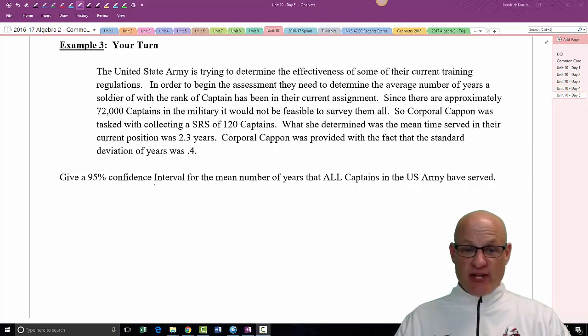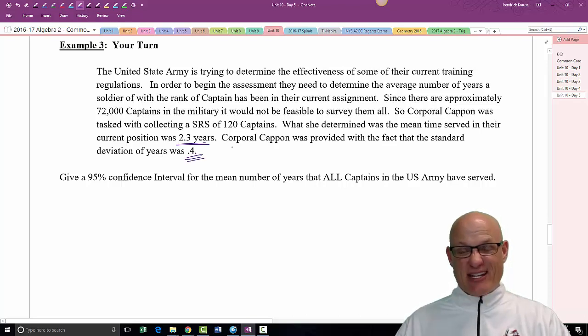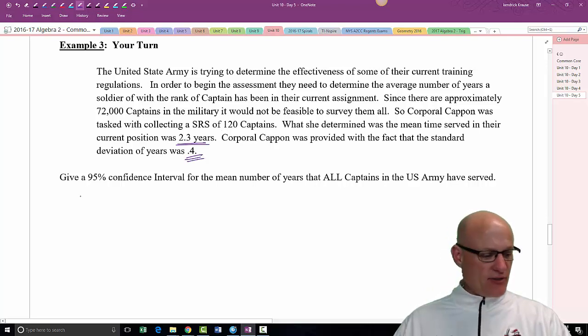Now, that's a large enough sample that we don't really need to worry about whether or not it's normal, because it's a large enough sample. It's pretty big. What she determined was the mean time served in their position was 2.3 years. And she was provided with the fact that the standard deviation was 0.4 years. Now, remember, we have to give that to you because that was beyond the scope of this year. All right, so let's go through.